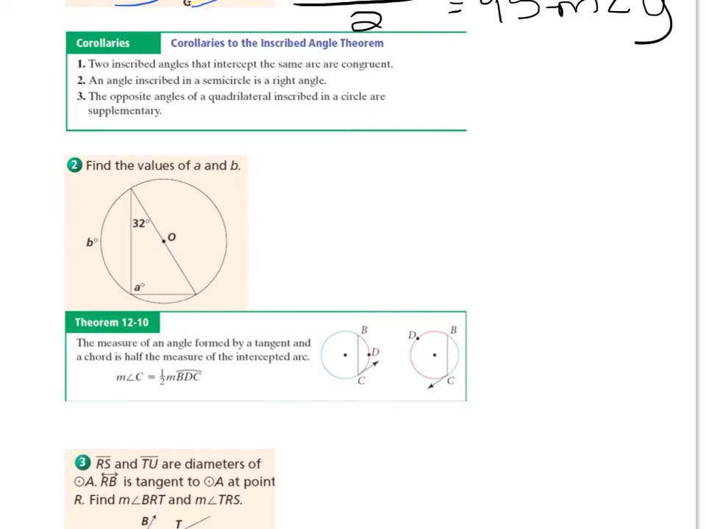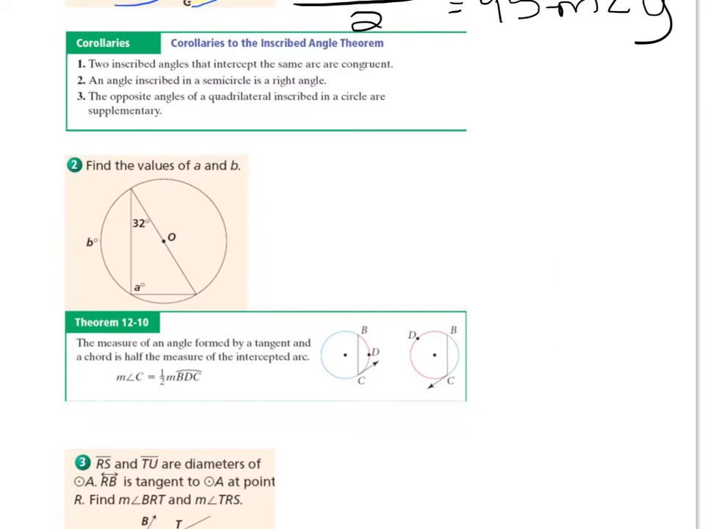Some corollaries to the inscribed angle theorem, which basically means common sense, it just follows right from it. Number 1: two inscribed angles that intercept the same arc would be congruent because they're both half of the arc, and if they are intercepting the same arc, then they would be half of the same number. Number 2 says an angle inscribed in a semicircle is a right angle. If you have a semicircle where the endpoints are on the diameter, then that intercepted arc is 180 degrees. So the angle would be 90 because that's half of 180.